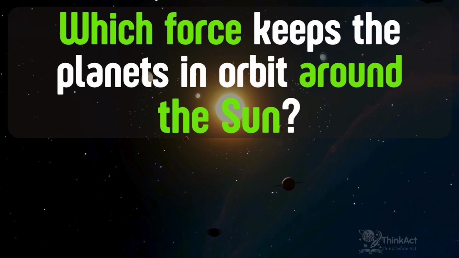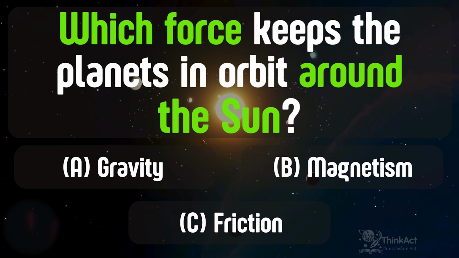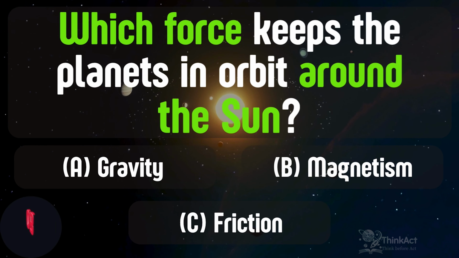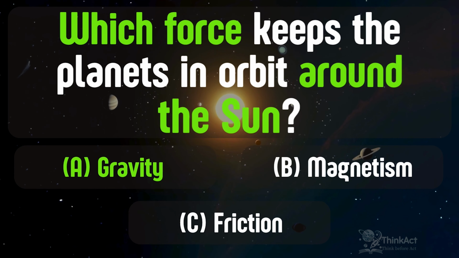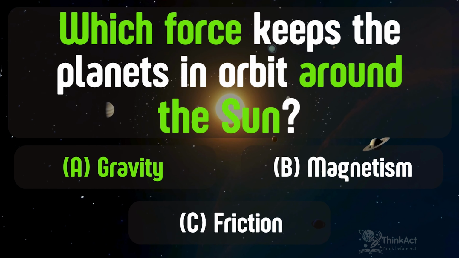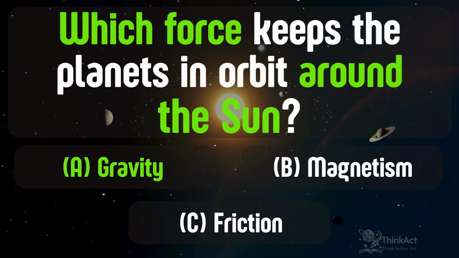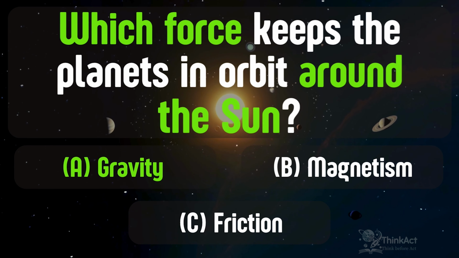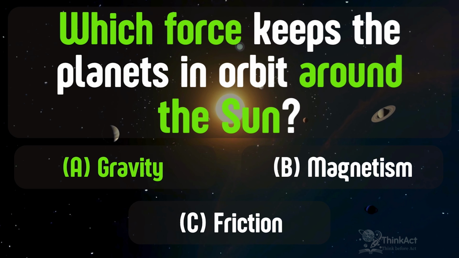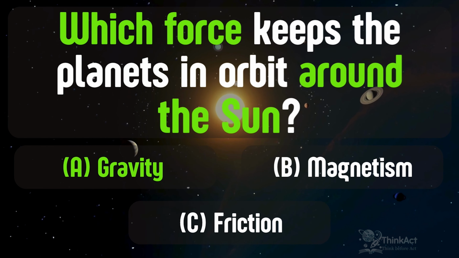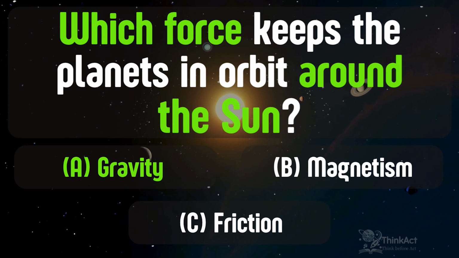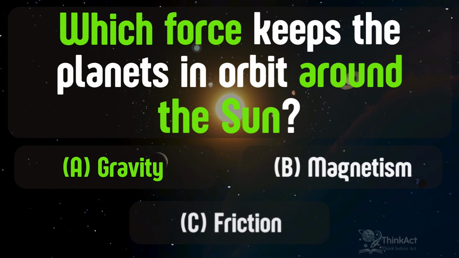Which force keeps the planets in orbit around the sun? The answer is option A, gravity. Gravitational force is the force responsible for holding planets in their orbits around the sun. The sun contains 99.86% mass of the entire solar system, and that is why it is able to keep the planets in their orbits.